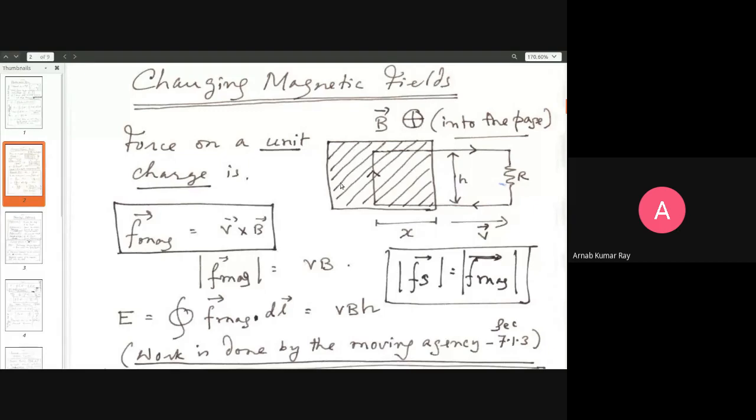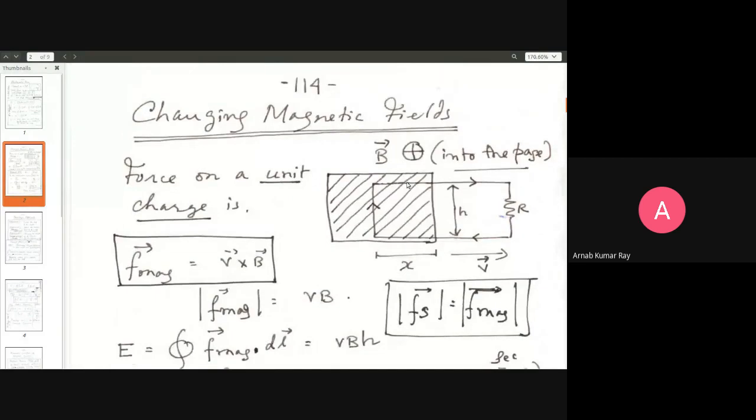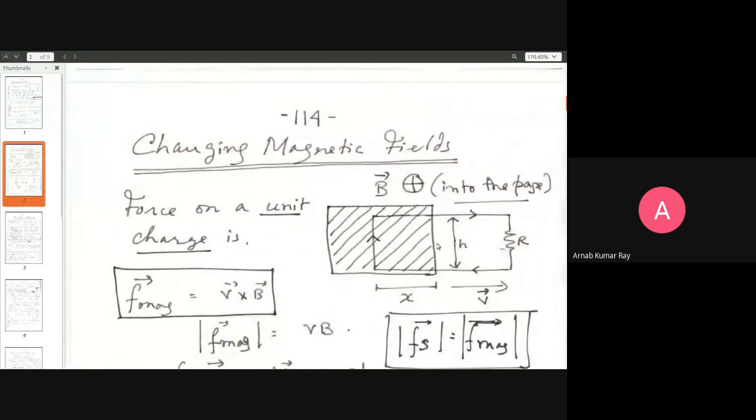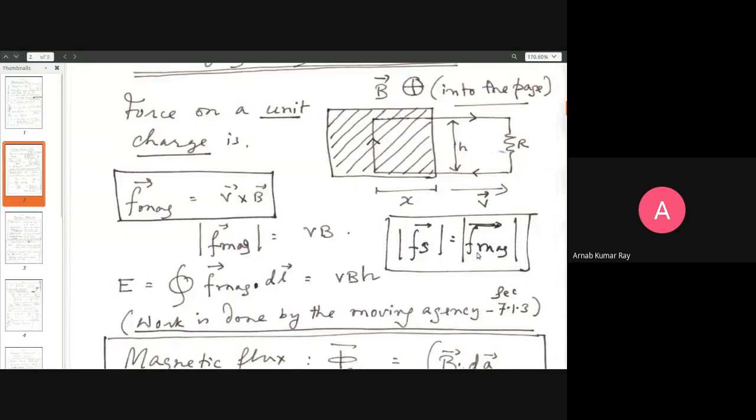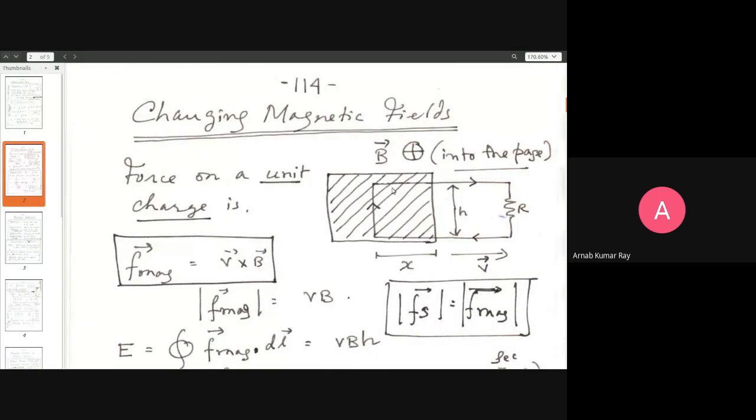More dense shading on this part will indicate a magnetic field of stronger magnitude. So we do all sorts of things. What are we doing? We are changing the area of overlap either by keeping the magnetic field, this shaded region, fixed and pulling the wire to the right, or second, keeping the wire loop fixed and pulling the shaded region to the left.